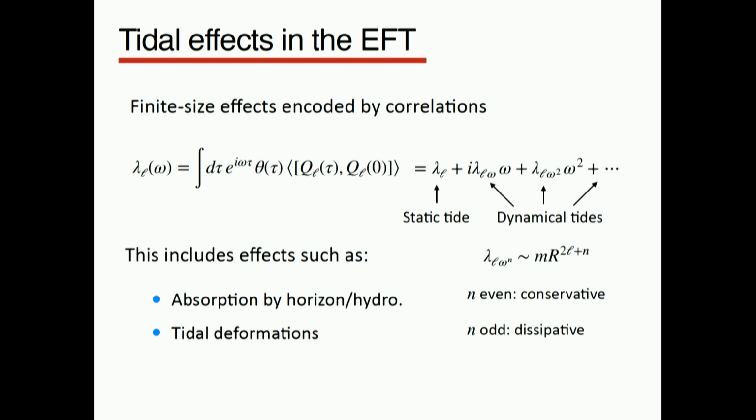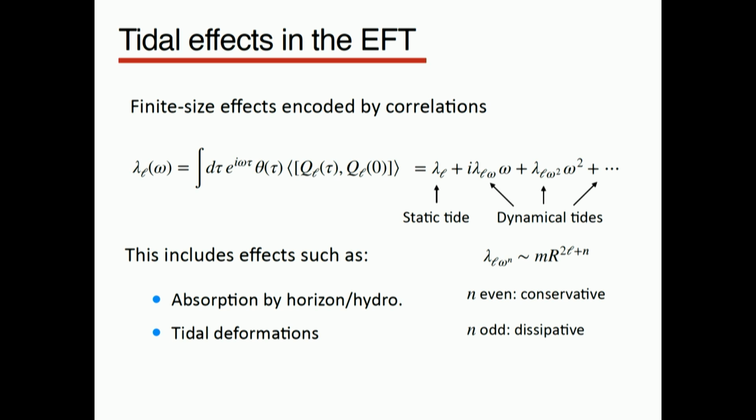But for instance, if we take a look at the retarded response of this thing, it's going to be a function of frequency, and it's going to have some low frequency expansion. So the leading term is the so-called static tide, also static Love number, and then also dynamical corrections that tell you about the response of the object to time-dependent fields. Okay, and the ones which are even in omega, they're conservative effects. Then the ones that are odd, they also have i's floating around.